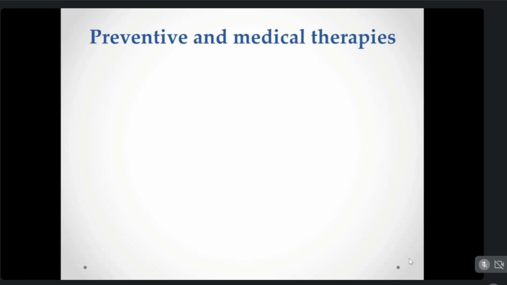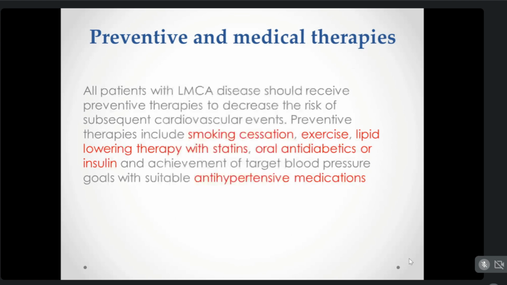For the preventive and medical therapy, all patients with left main coronary artery disease should receive preventive therapy to decrease the risk of subsequent cardiovascular events. Preventive therapy includes smoking cessation, exercise, lipid-lowering therapy with statin, oral anti-diabetics or insulin, and achievement of target blood pressure goals with suitable antihypertensive medication.